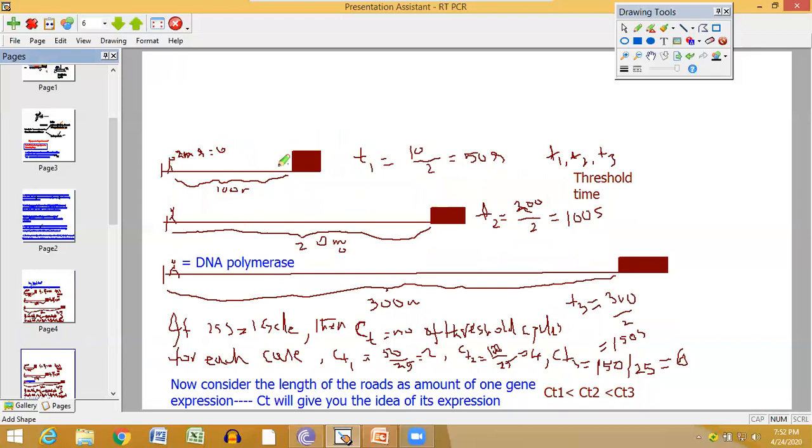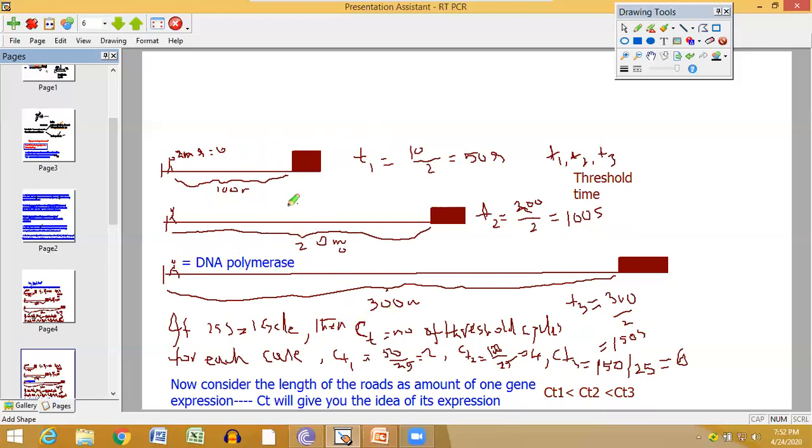Now consider this whole row, this one road, as the amount of gene in a cell, which we are going to measure through real-time PCR. So now there are 3 genes. Say the 3 genes are expressed differently, with different amounts. Now, instead of the person, you consider it as a DNA polymerase, which has a uniform velocity of propagation in any gene. If you give any gene, it has a uniform velocity of polymerization. So take it as a DNA polymerase.